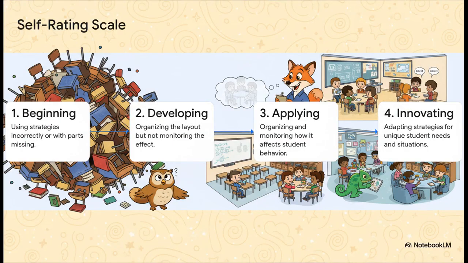So how do we know if we're getting better at this whole director thing? Well, the source gives us this fantastic self-rating scale. It's not about being perfect from day one, it's about making progress. Maybe you're at the developing stage. You've set up the room, but you haven't really watched to see how it's affecting things. The goal is to move towards applying and then innovating, where you're actually changing the layout to fit the unique needs of your students. It's a really clear roadmap for getting better.